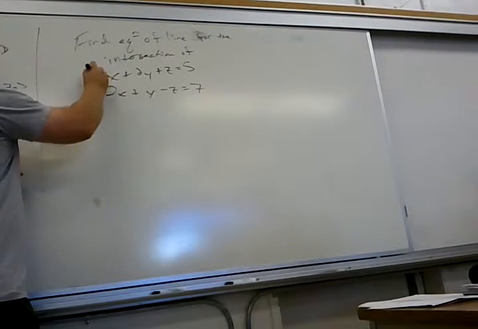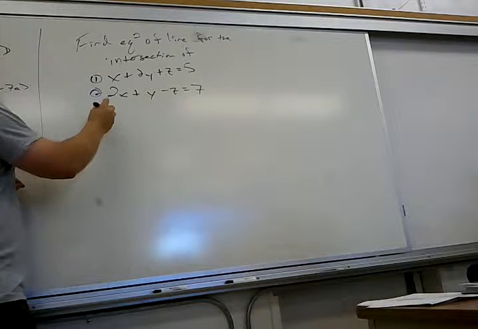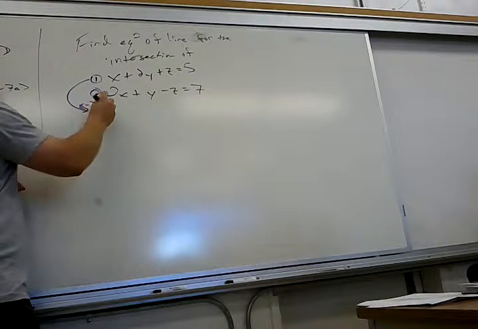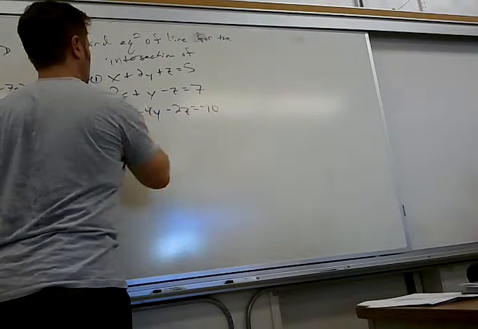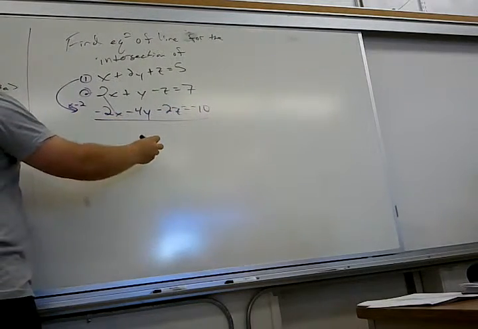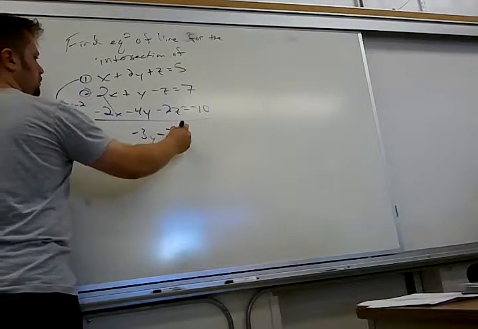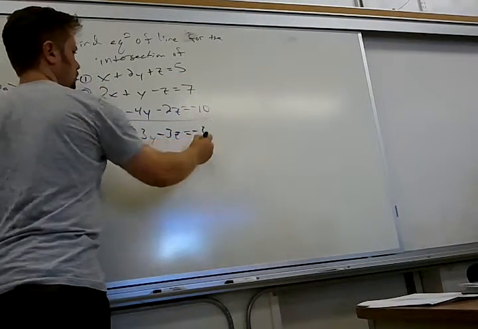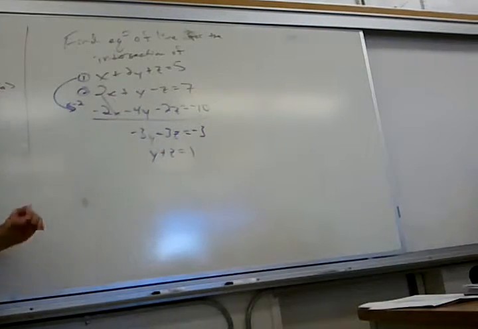Between these two, how do you eliminate the x's? What do you do? Yeah, so take this, multiply by -2. All right, so what do we get? We get -3y minus 3z equals -3. Also known as y plus z equals 1, right? Divided by -3.